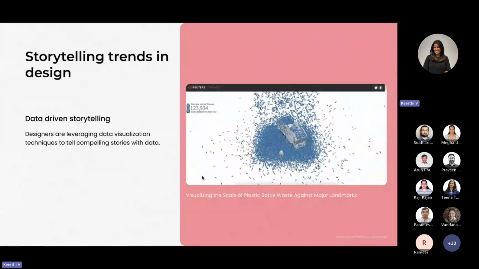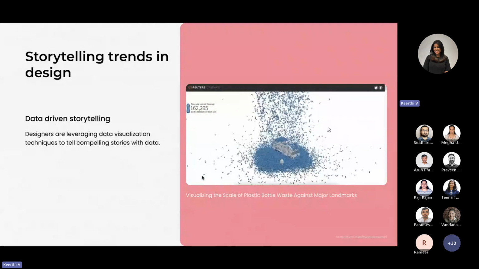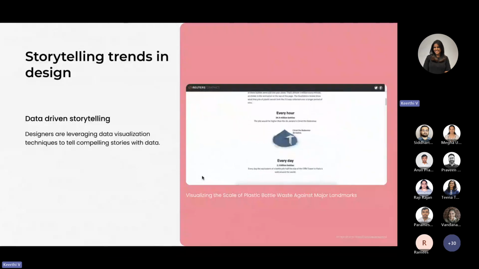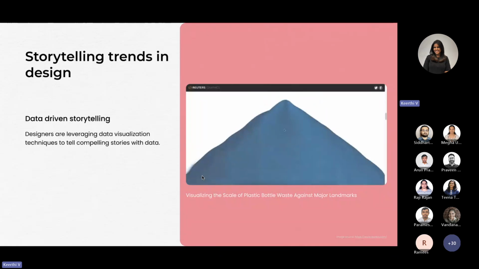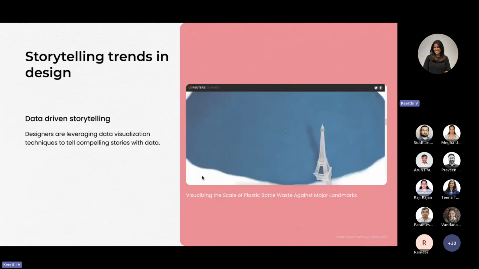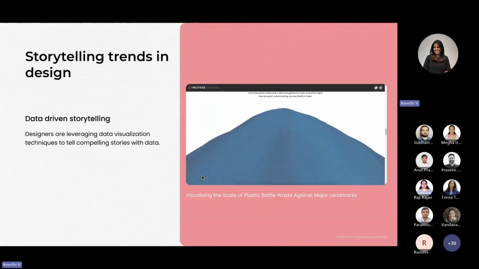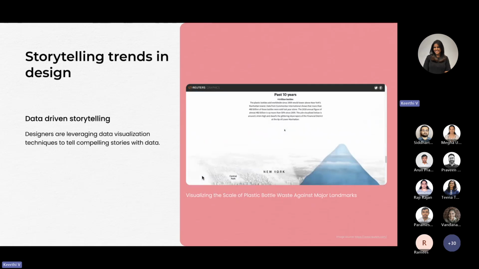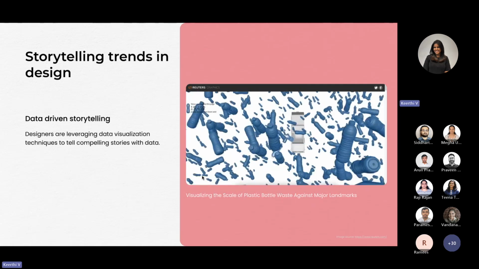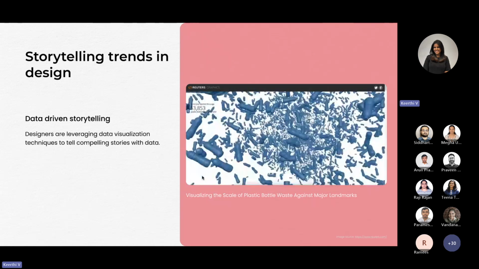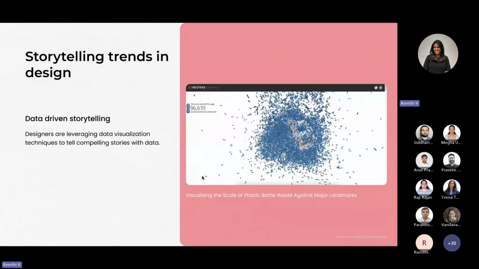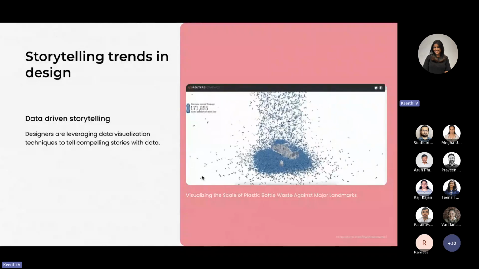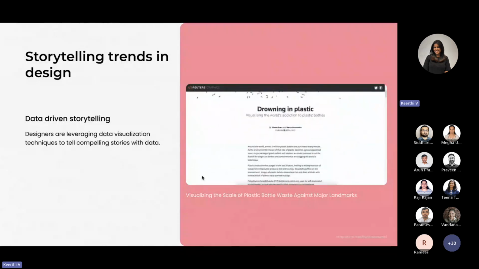Here we can see Reuters Graphics has brought the information on plastic bottle waste, and how they have depicted it is by comparing it against major landmarks. Just by seeing the visual of this data, we are able to understand what they are trying to convey. We do not have to read through each data point or each sentence. Data visualization is a very important tool to convey a larger amount of important data to the users through storytelling.